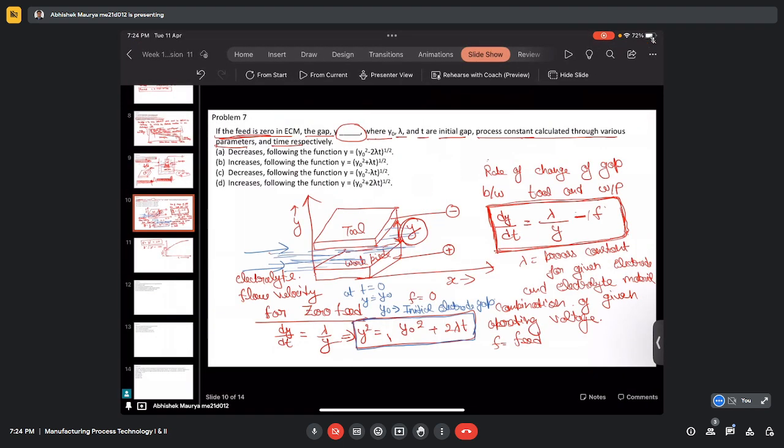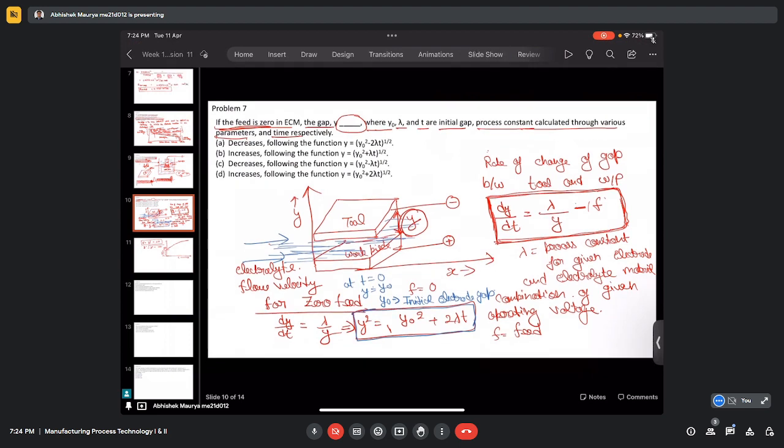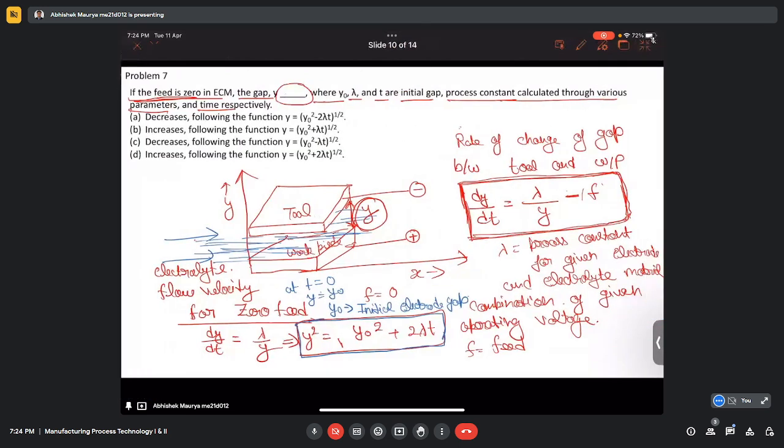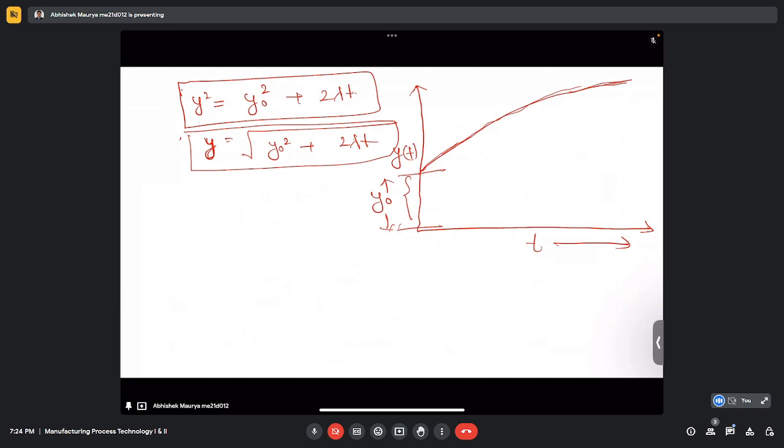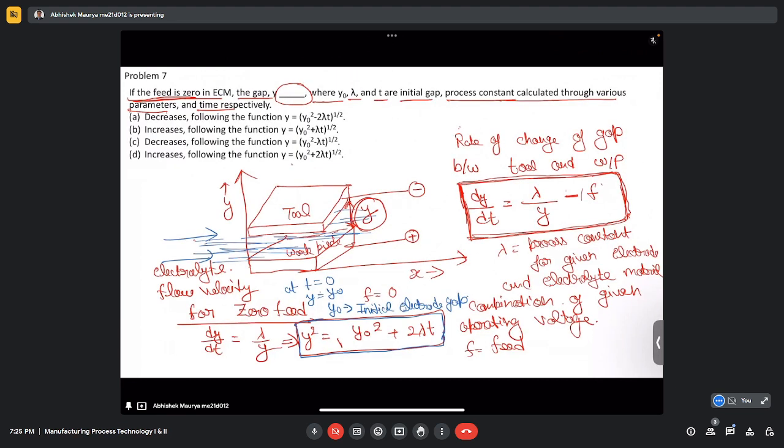So if we see here, this is the final relationship we have got. So which one is similar to this? Yes, this one, and the nature of the function is increasing. So the gap will keep on increasing and it will follow this relationship. So the correct answer is D.